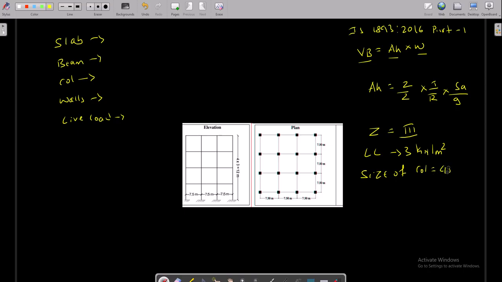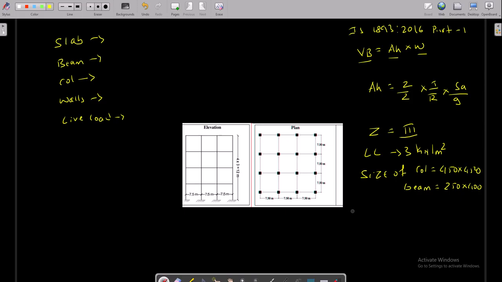The size of the column is 450 mm by 450 mm, and the size of the beam is 250 by 400 mm. Practically it is impossible, so for calculation purposes I am considering this. Later we can iterate.